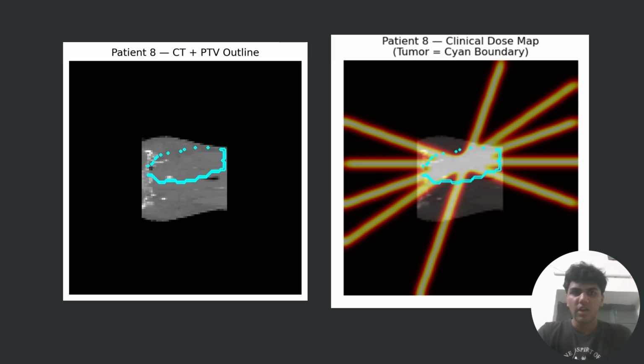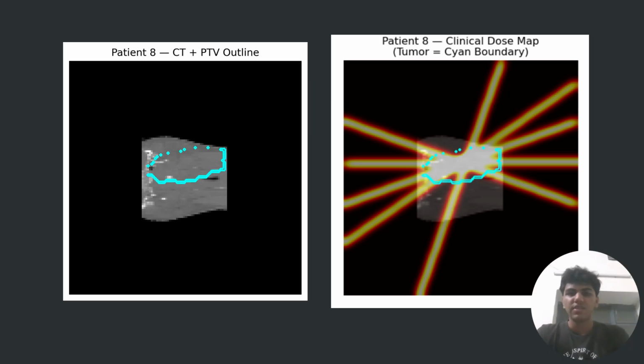To further argue our case of generalization, here is another example from the test set. You can see the CT slice with the tumor region outlined in cyan. This is the anatomical input provided to the RL agent, and on the right you can see the predicted dose distribution along with the beam configuration, of course.